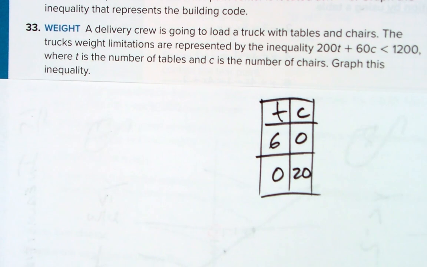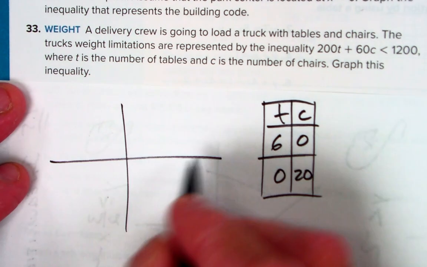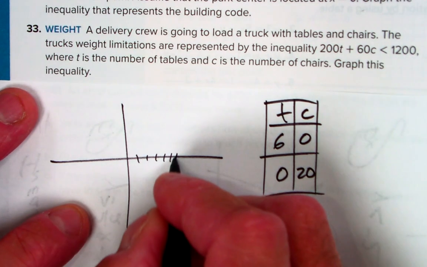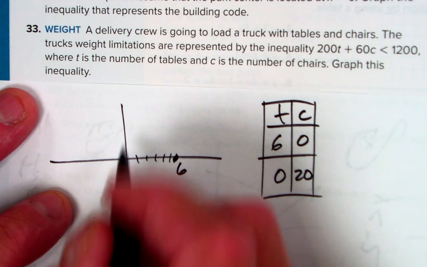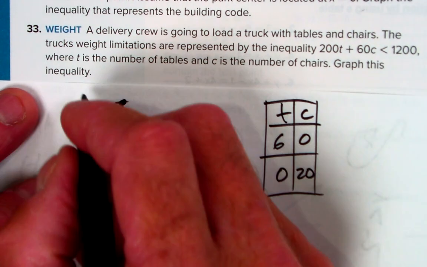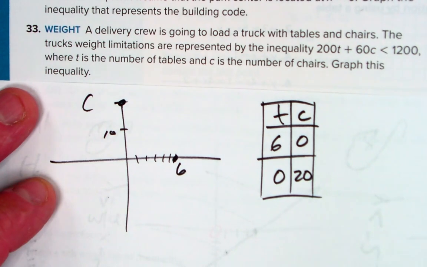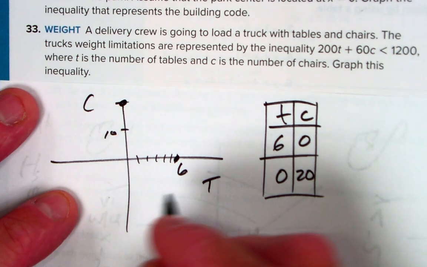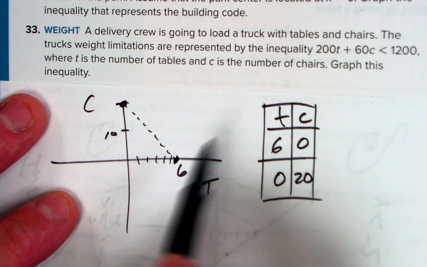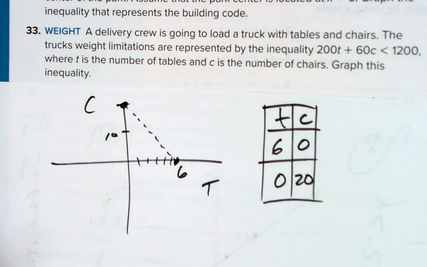And the reason I like to do that first is now I know what my scale is going to be on my drawing. Okay? So 6, 0, 1, 2, 3, 4, 5, 6. And maybe I'll go by 10s here, 20. But I'm going to label some things. This is my chairs. That's 10. This is my tables. That's 6. This is a dotted line, because it's less than 1,200. Personally, I think it should be equal to 1,200, but they chose to do less than.